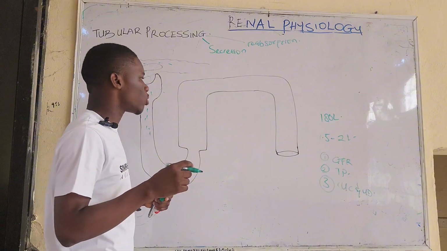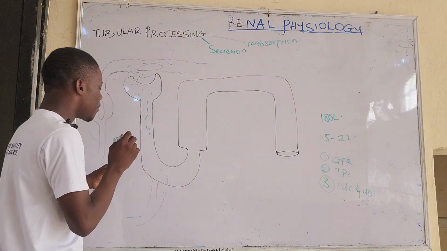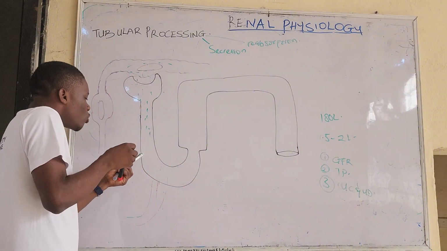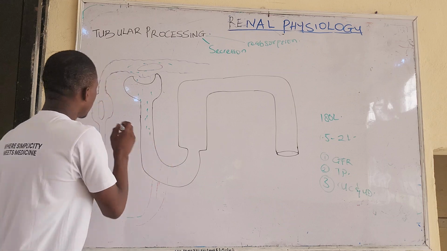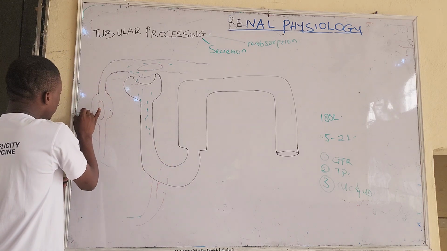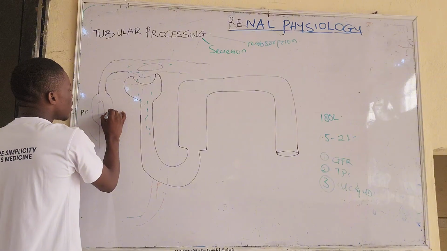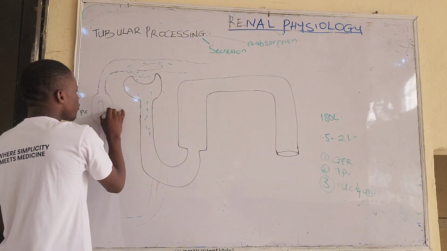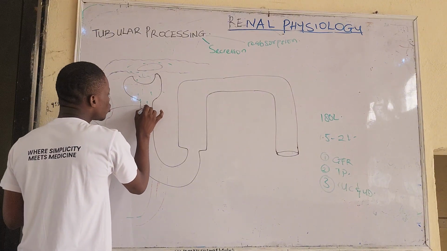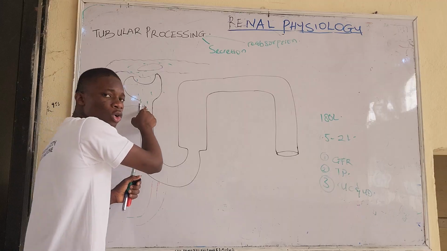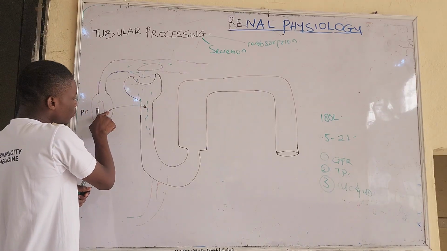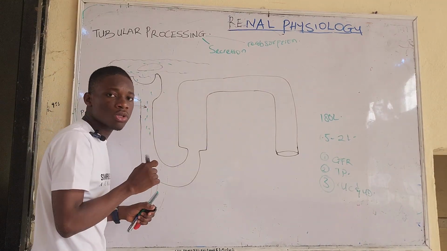Now, what is secretion? Secretion is the movement of substances from the peritubular capillary, that is the peritubular capillary here, right? Secretion is the movement of substances from the peritubular capillary into the proximal convoluted tubule.